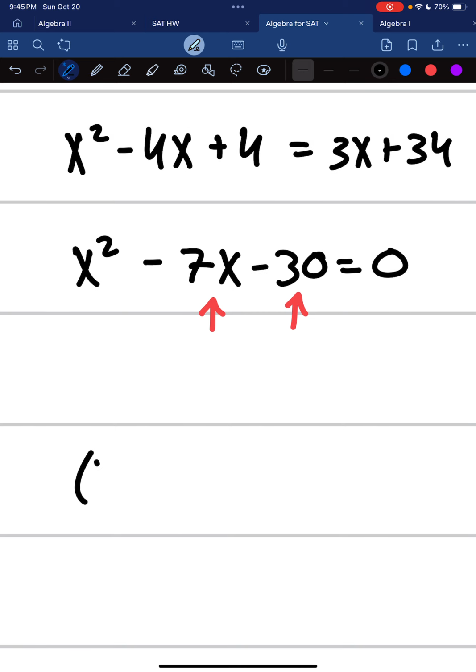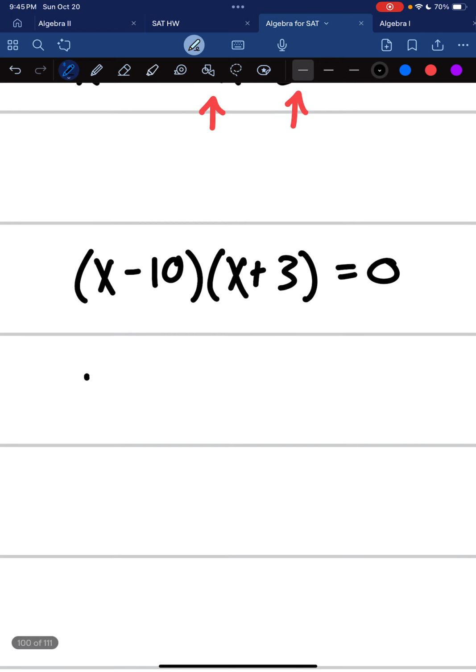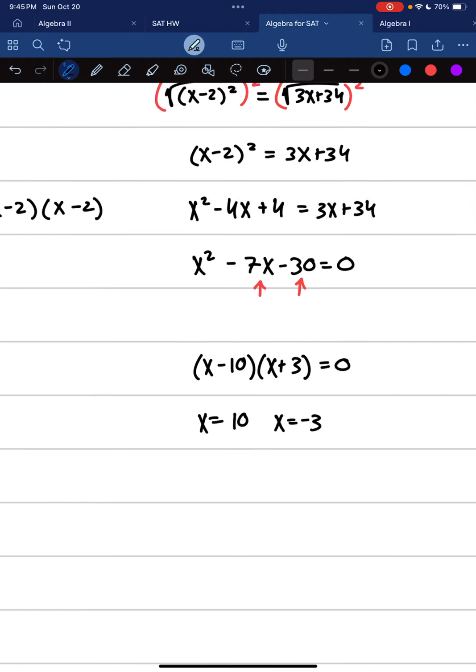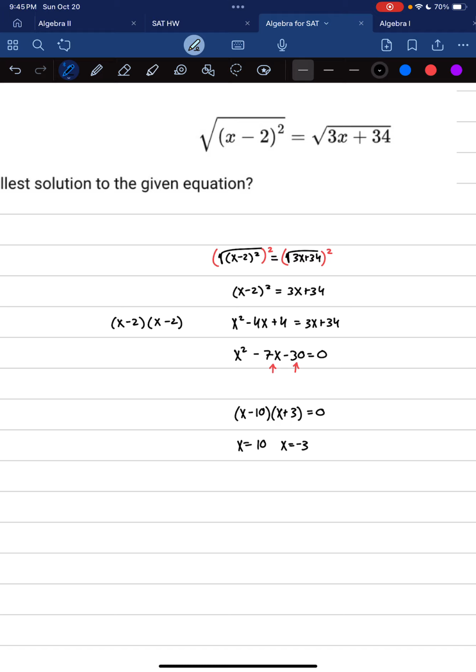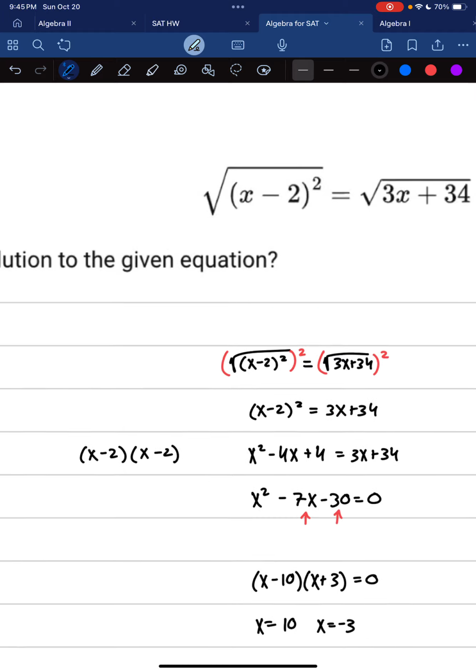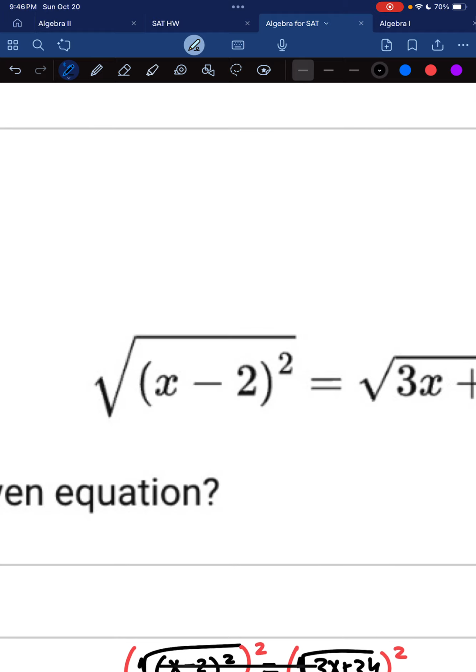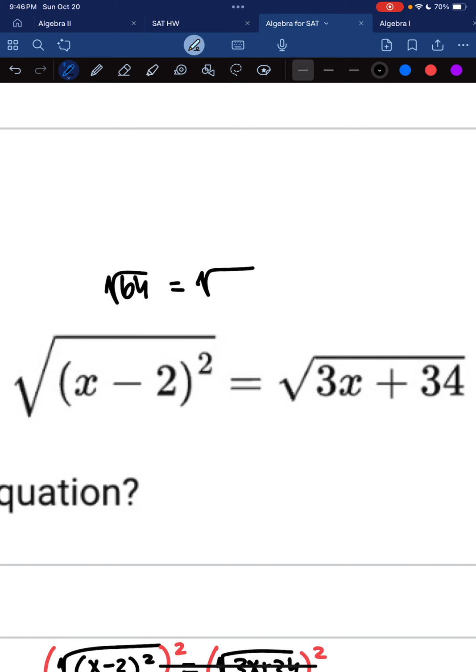That's going to be negative 10 and positive 3, so I get x minus 10, x plus 3, and so my two solutions are x equals 10 and x equals negative 3. It's important to go ahead and plug these back in to check. So if I plug in x equals 10, then I get the square root of 8 squared, or square root of 64, is equal to square root of 64, so that works.